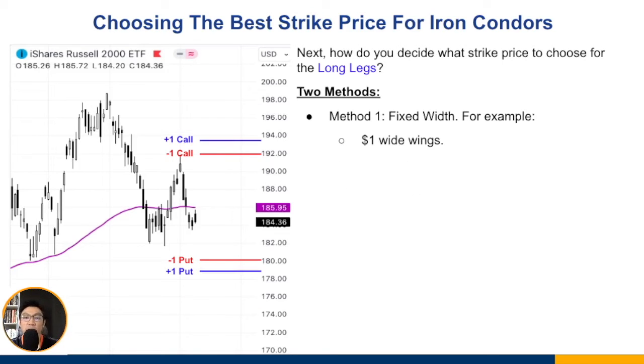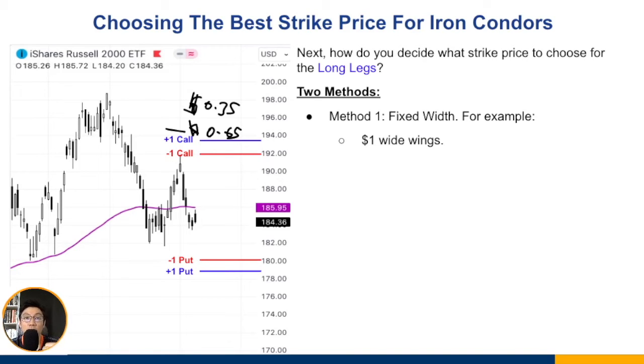So let's just say, for example, on this $1 wide Iron Condor, maybe you get, I don't know, 35 cents. All right, this is a dollar sign. Maybe you get 35 cents in terms of credit, and the max risk for this will then be 65 cents, right? So if you are trading one contract, it means to say your credit you're going to receive is $35 and your max risk is going to be $65.